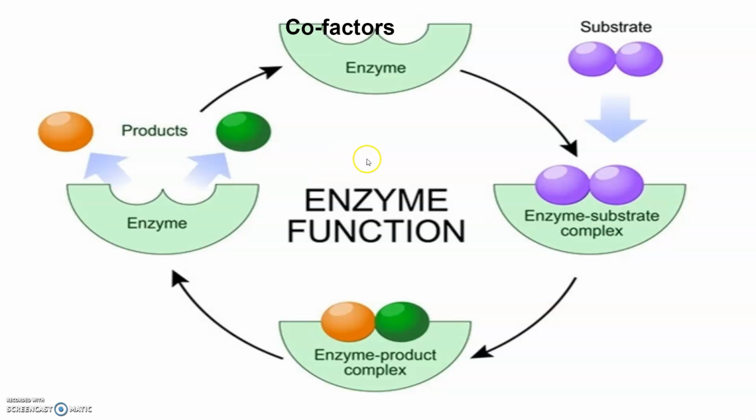Prosthetic groups are organic compounds. They are distinguished from the other cofactors because they are tightly bound to the apoenzyme. For example, peroxidase and catalases. They catalyze the breakdown of hydrogen peroxide to water and oxygen.